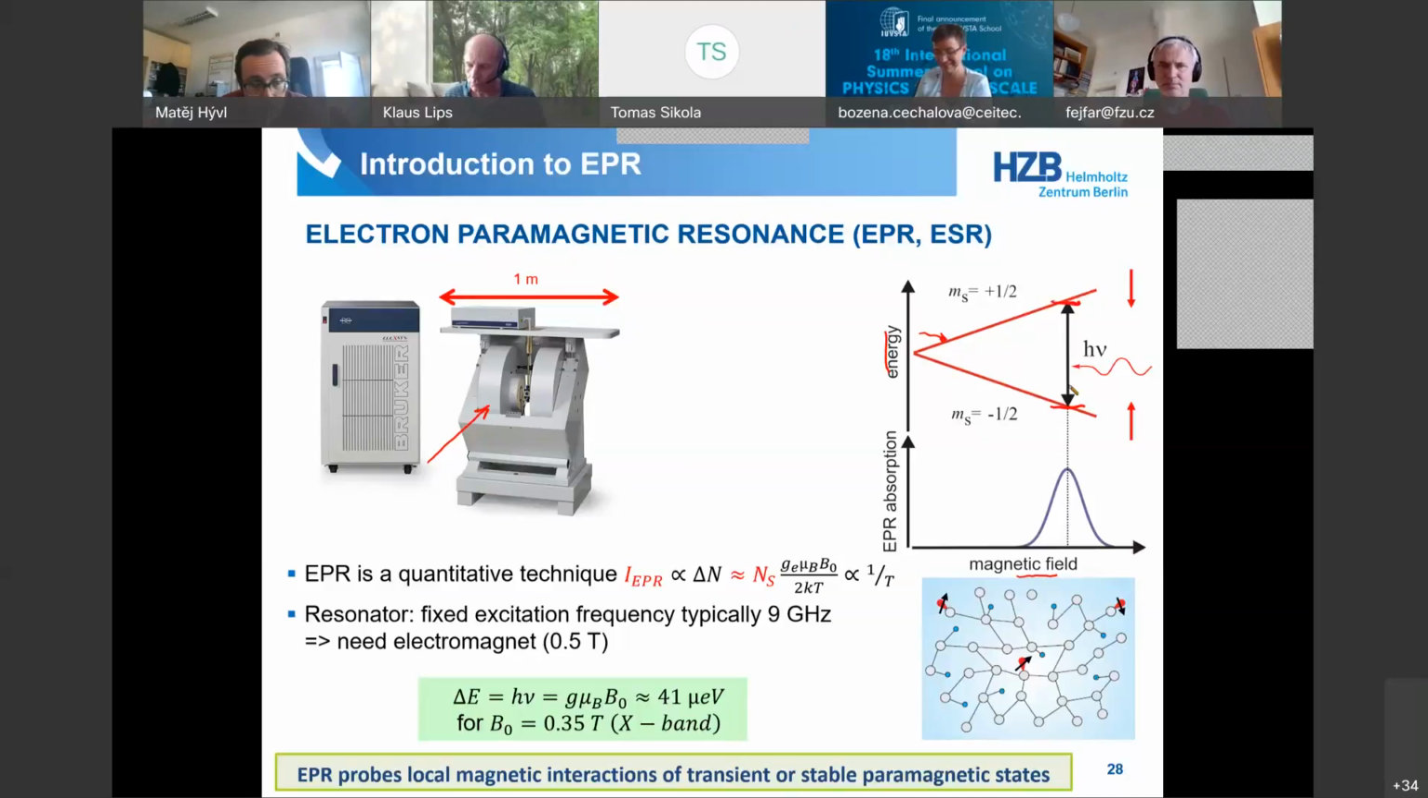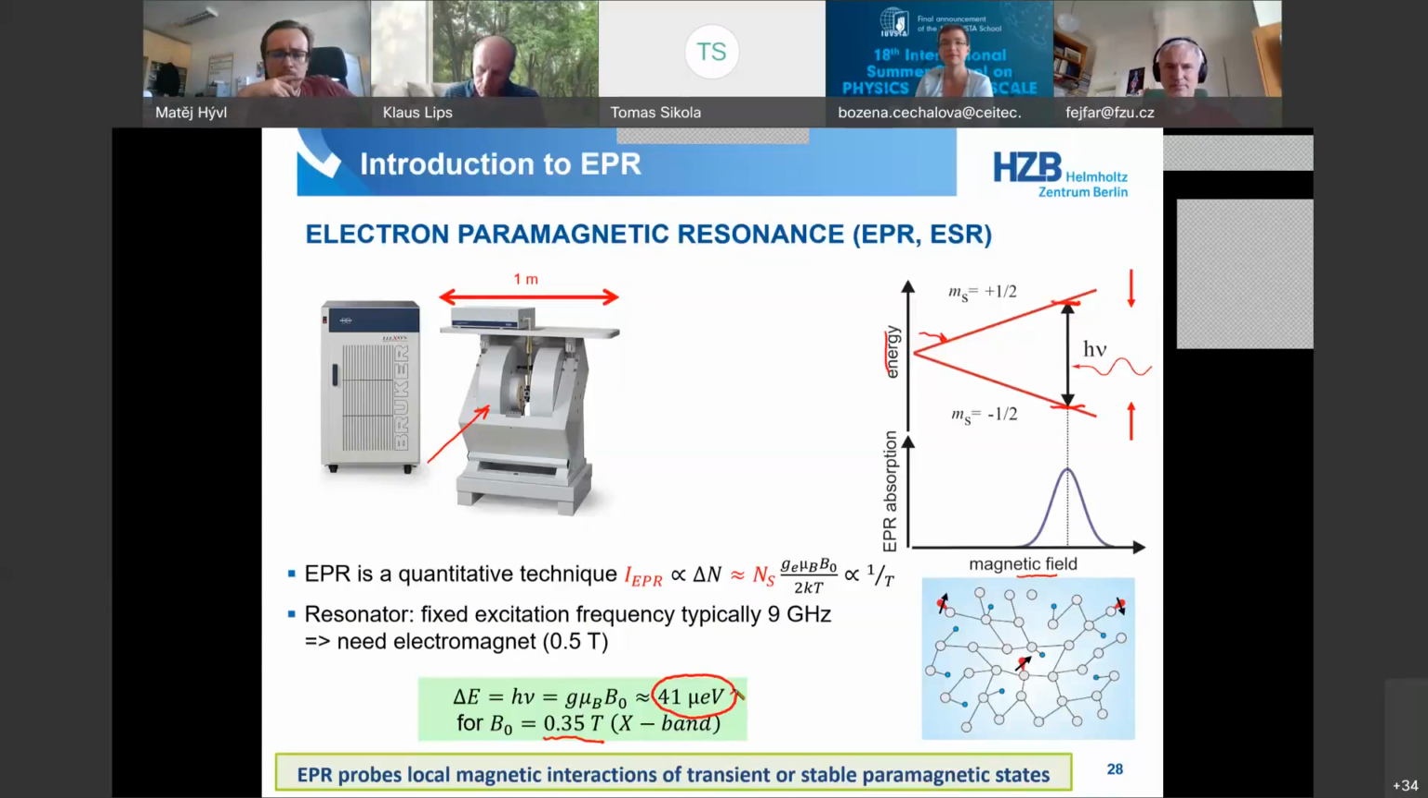And if you calculate this, assuming that this is a free electron and that has g equals 2.0023, then you find that at the typical 0.35 Tesla, what you can do with such an electromagnet, we get an energy splitting of 41 micro electron volts. So it's minute energies.